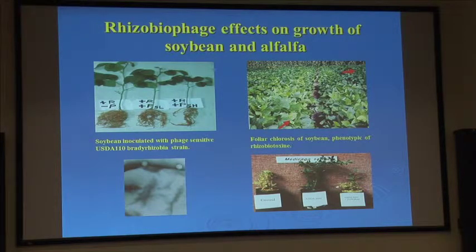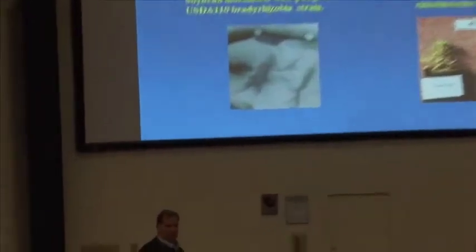What I also mentioned is that sometimes there is a process called chlorosis. This chlorosis is caused by a toxin produced by rhizobia, so it's not healthy to use these kinds of rhizobia to inoculate the plants. So in this case, we usually use the virus to control this bacteria.